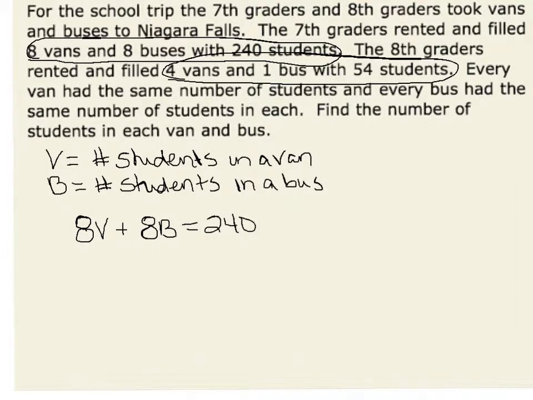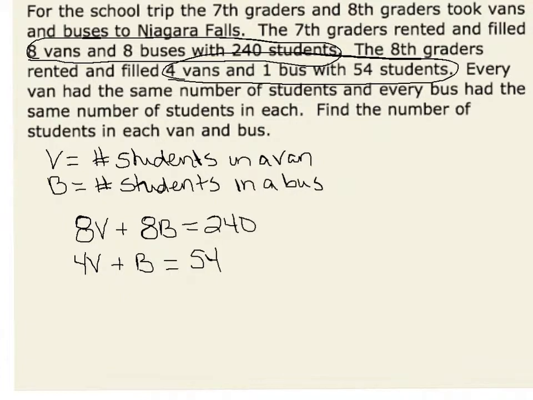Likewise, to find an equation for our 8th graders, we know our 8th graders rented and filled 4 vans and 1 bus. Therefore, the number of students that were in the 4 vans could be represented by 4 times V, or 4 times the number of students in each van. To find the number of 8th grade students that rode on the bus, it would be given by 1 times B, or just B. Therefore, I know that 4V plus B is equal to a total of 54 students.